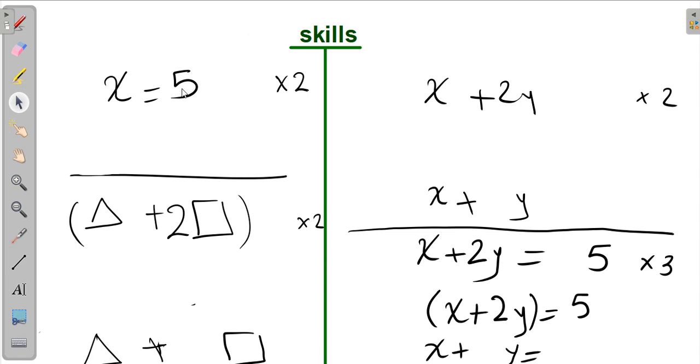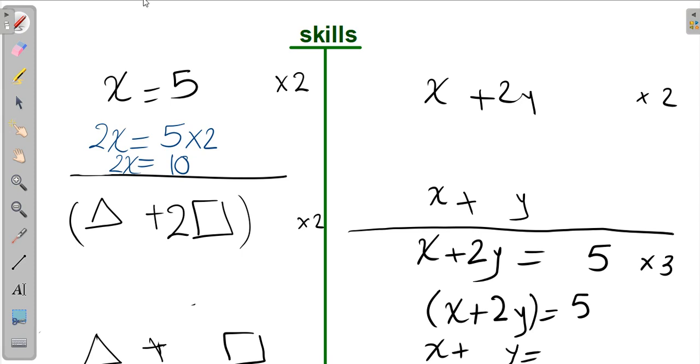If you have x equal 5, x as a value equal 5, then I ask you to get the double of x. When you get the double of x, you multiply the whole line by 2. That's 2 times x equal 2x, 5 times 2, 2x equal 10. Okay.